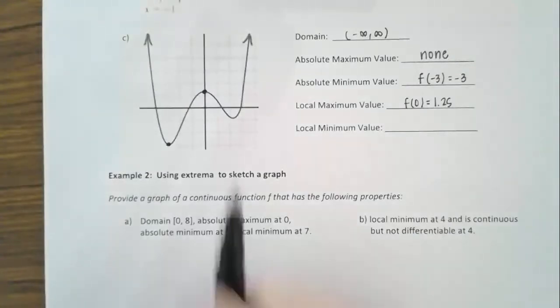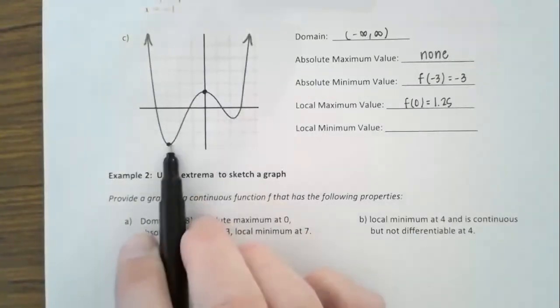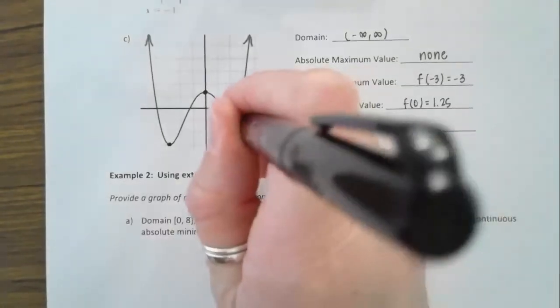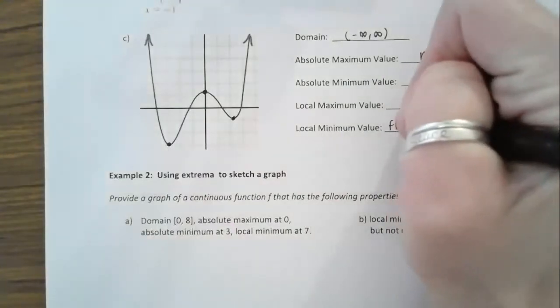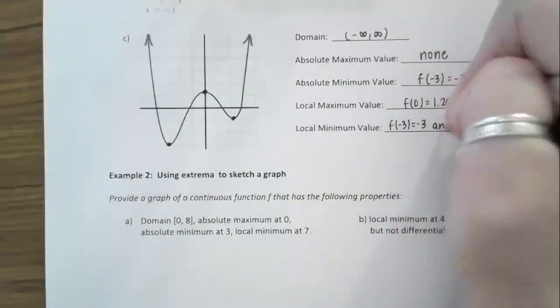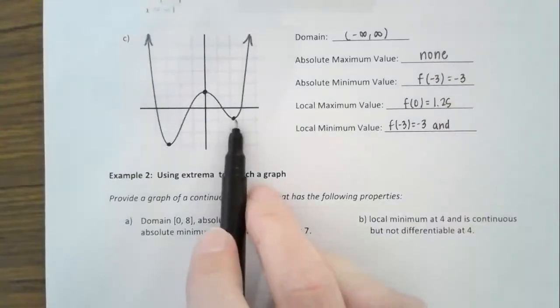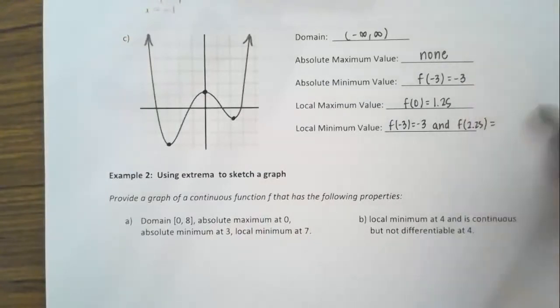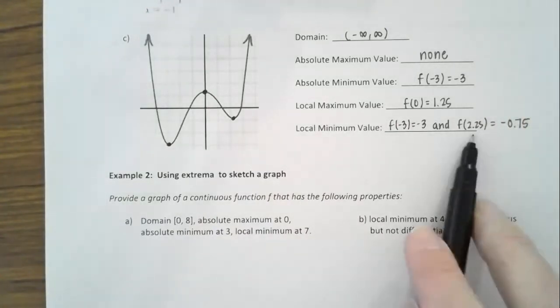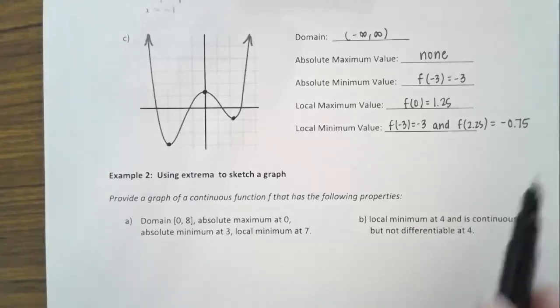And then local minimums, we have this point over here as well as this point over here, again, because we can mark the absolute minimum as a local minimum as long as it has something to compare to on either side. So I'm going to say f of negative 3 is equal to negative 3, as well as, I'm going to have to do a little bit of estimation here, maybe 2 1/4 would be the x value there. And then, I don't know, -3/4, let's just say that. So f of 2.25 is equal to -0.075.